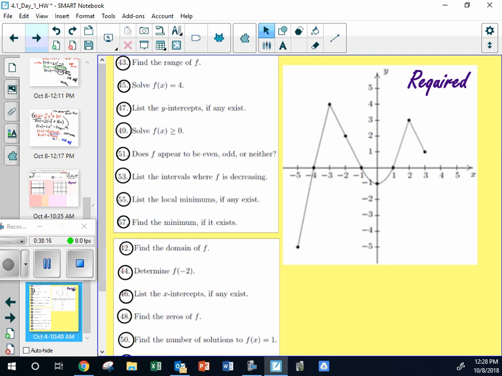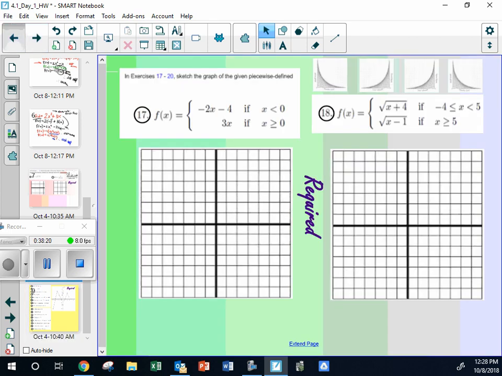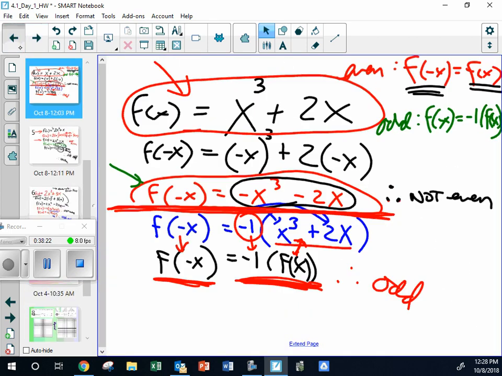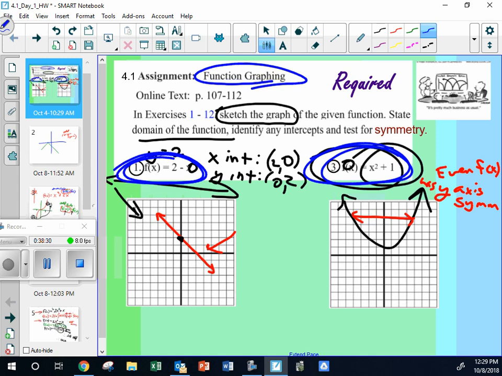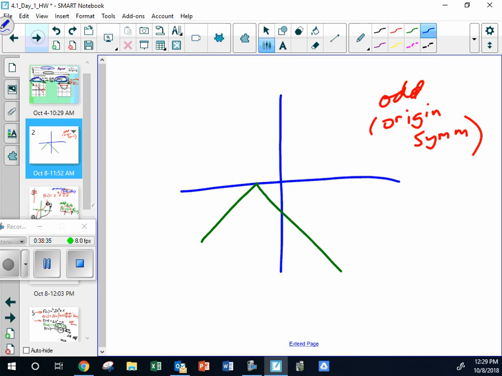Okay, now one thing you may have noted is that there's only 2 problems on this whole assignment where you have to show and test for symmetry. And it's these 2 super simple ones. I want you to do one more. These 2 are ones I'm assigning. Yes, you should test those for symmetry.